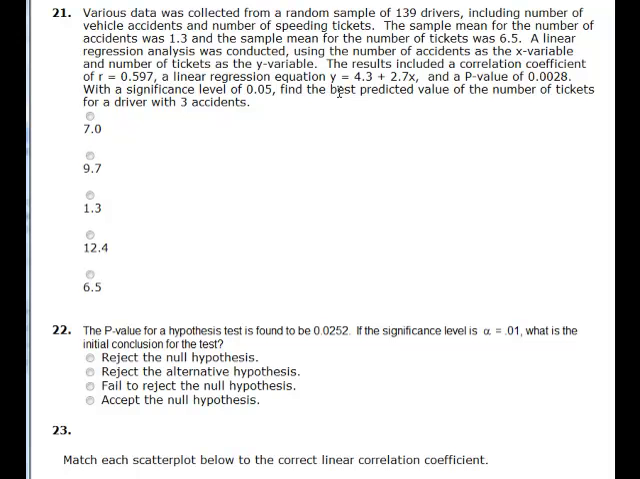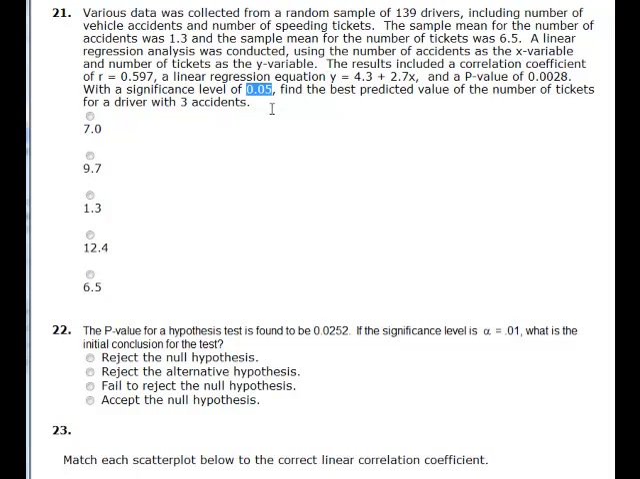And what we want to do is find the best predicted value of the number of tickets for a driver with 3 accidents. So the big question here is whether there's enough evidence of a linear correlation to be able to use that linear regression equation or not. And really all we have to do in this one is look at the p-value, since we already have that. Since our p-value is 0.0028, that's less than our significance level of 0.05, that means that there is sufficient evidence of a linear correlation. So we can use this linear regression equation.